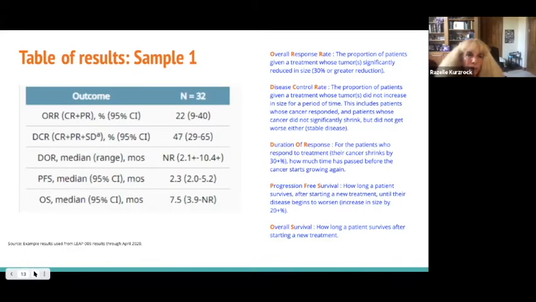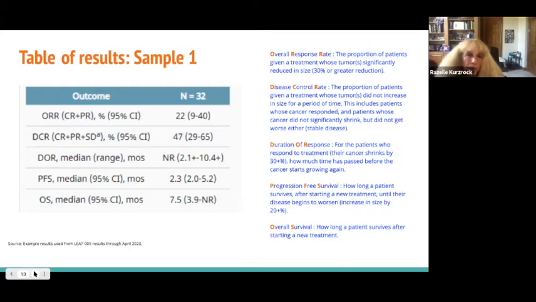So this gives you the outcome or pieces of the outcome that are important. And then I want to give you a little bit of insight here, what to look for. So ORR is objective response rate, and those are the strongest responses, complete remission and partial remission. And 22 patients out of 32 had an objective response rate.